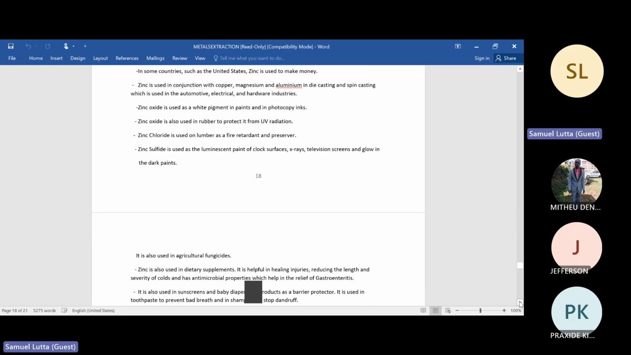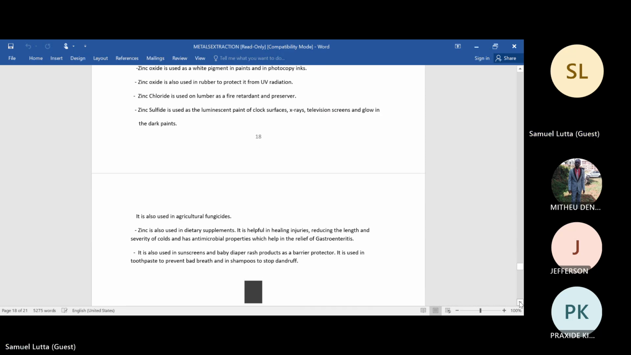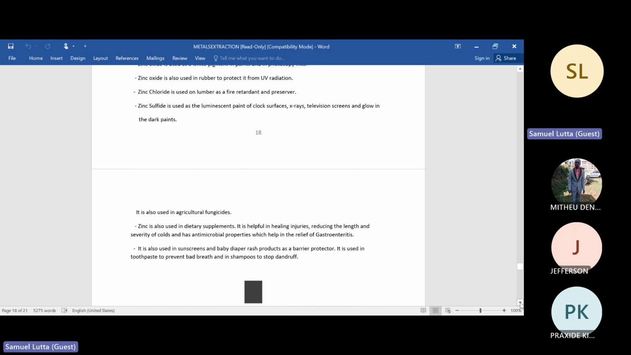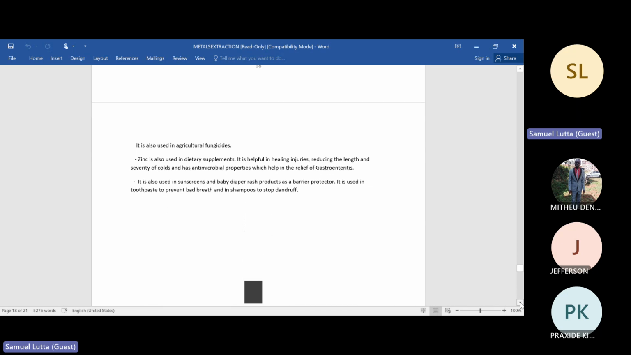And then zinc sulfide is also used as a fungicide to kill fungi. And the zinc itself as a metal is also used as a supplement.